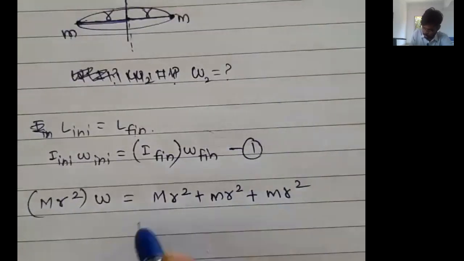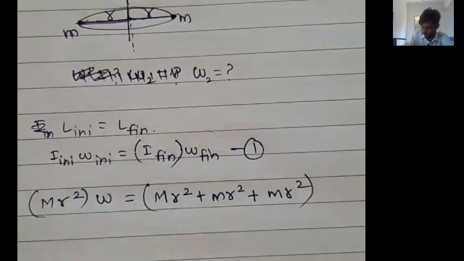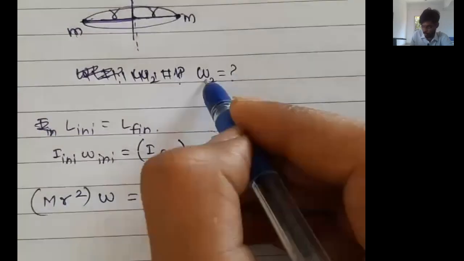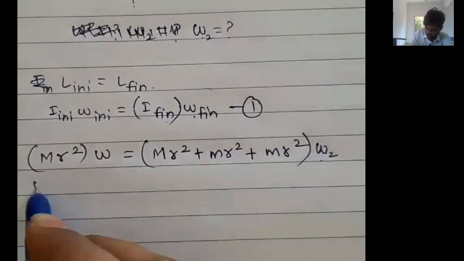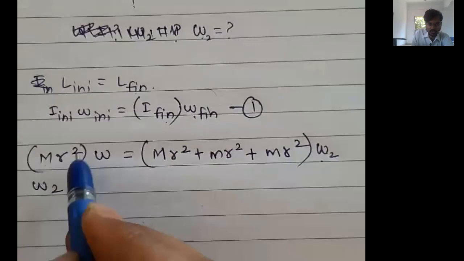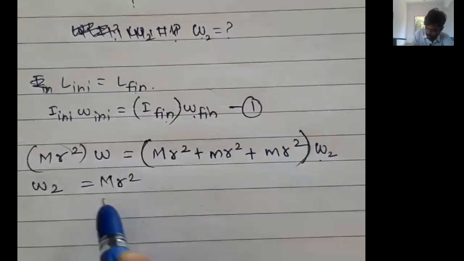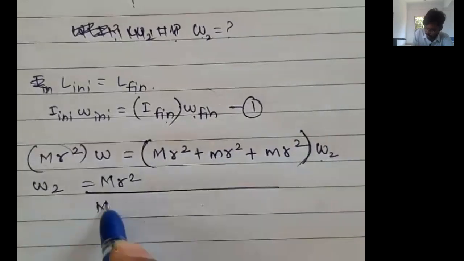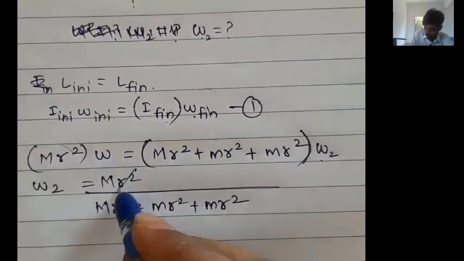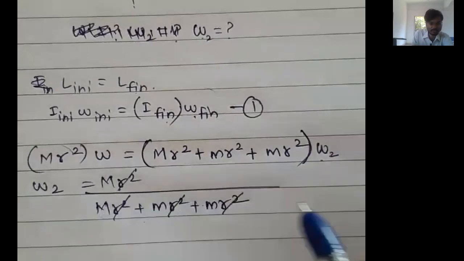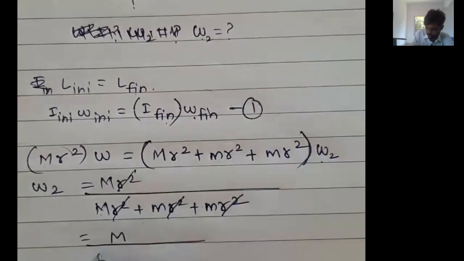So this is the final moment of inertia into omega final. What is omega final? We are calling it omega 2. We want to find out omega 2. So omega 2 is equal to the left hand side value, mr square, divided by this bracket: M into r square plus m into small r square plus m into small r square. Sir, r square is common and cancels. So the answer will be capital M divided by capital M plus small m plus small m, which is 2 times m.